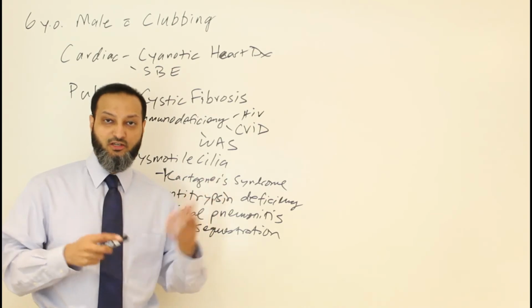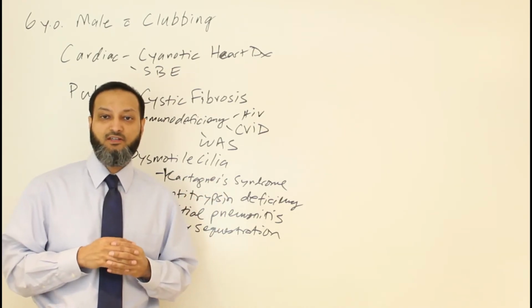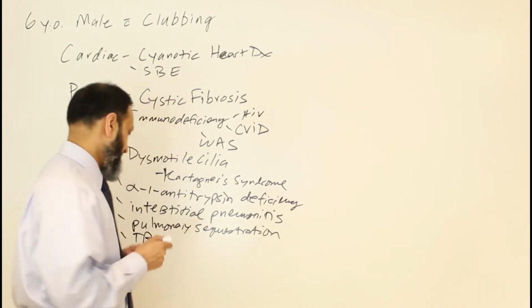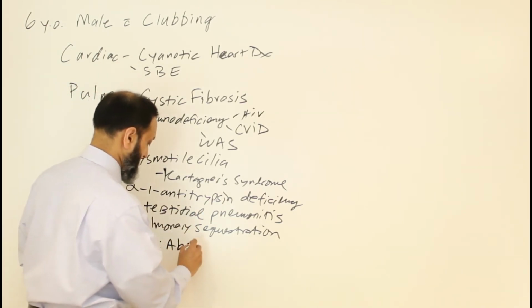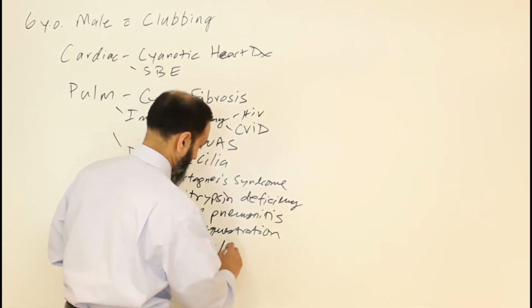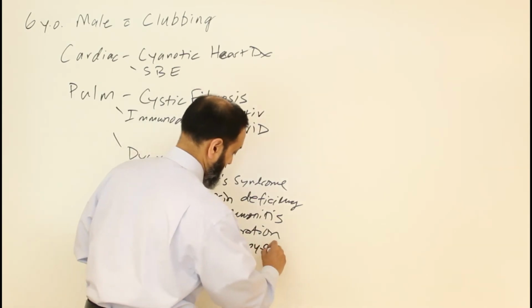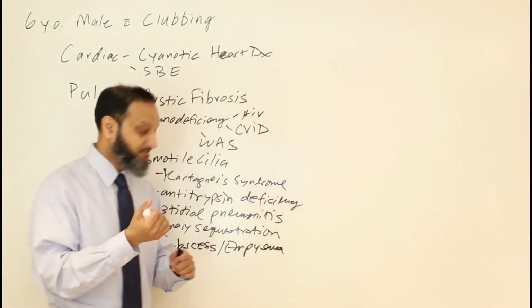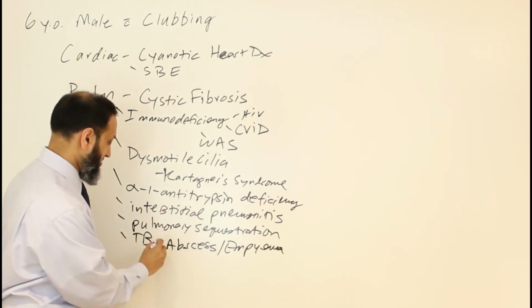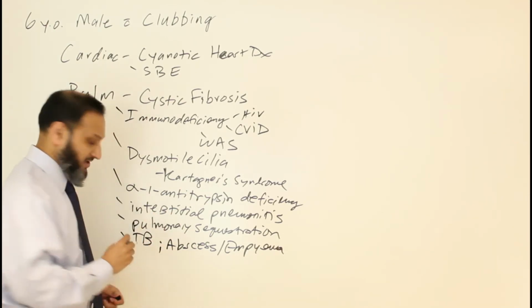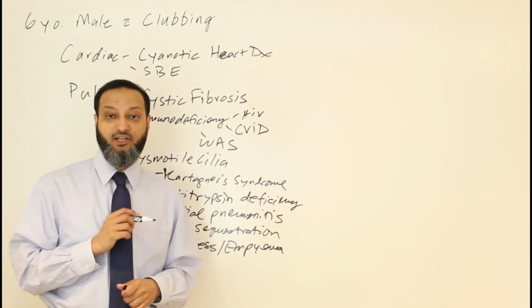So chronic infections of the lung, TB can do that as well, and even other infections like an abscess or an empyema can sometimes give you clubbing as well. So that would be another consideration. An abscess or empyema can present with clubbing as well. And then a couple other entities that you have to think about.